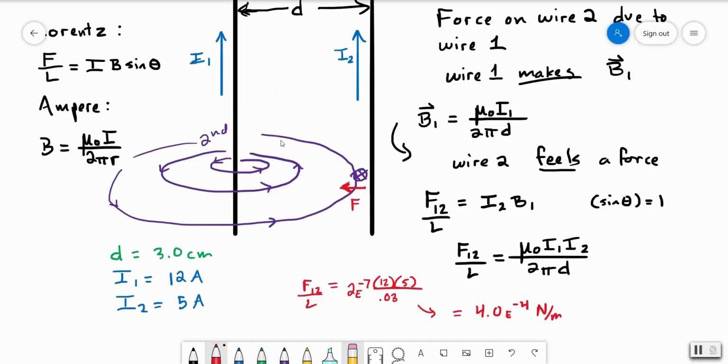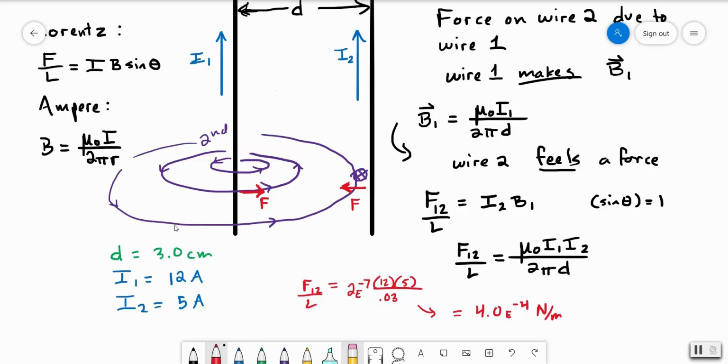Now, you can go through this entire process to find out that the reciprocal effect occurs on wire 1 due to the presence of wire 2. And you would find then that there's an equal and opposite force inward on wire 1 due to the presence of wire 2. Or you could have already guessed that, perhaps, if you had considered Newton's laws. Newton's third law dictates that because wire 1 exerts a magnetic force F on wire 2, wire 2 must also exert a magnetic force equal and opposite on wire 1.